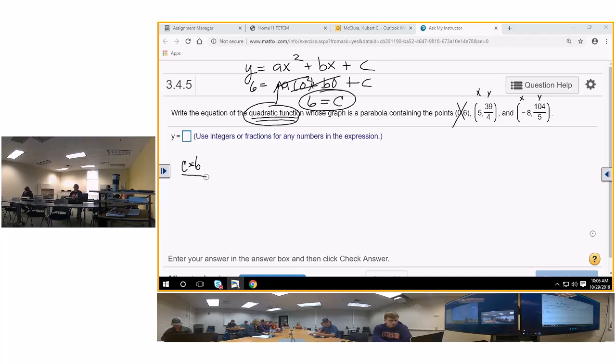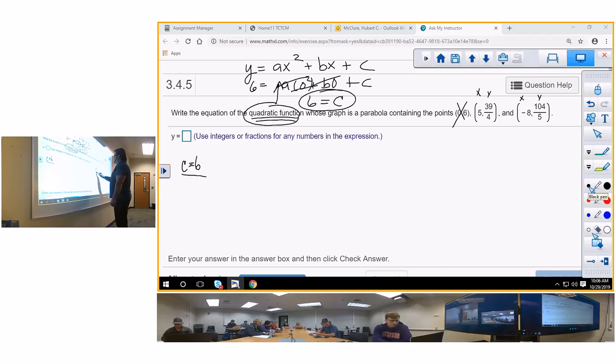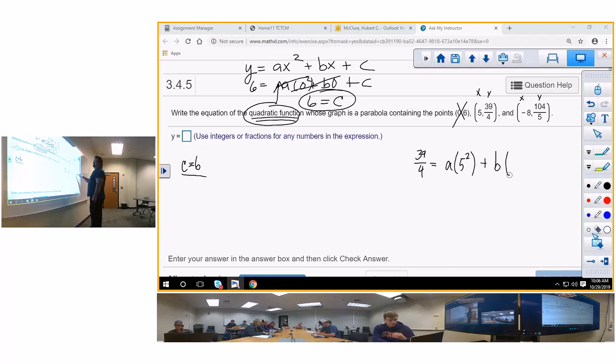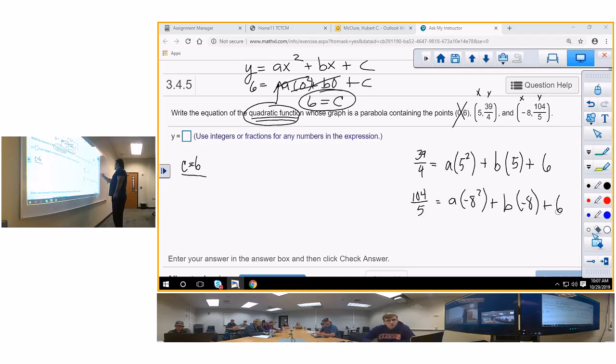All right, so here we go. Y is 39/4 is equal to A 5 squared plus B times what? 5 plus what? 6. The other one is 104/5, equal to A -8 squared plus B -8 plus 6.